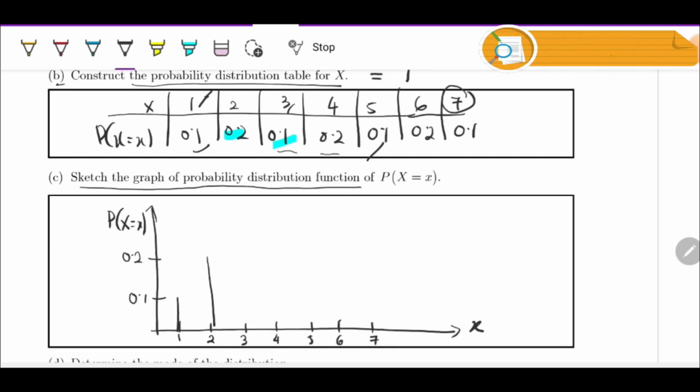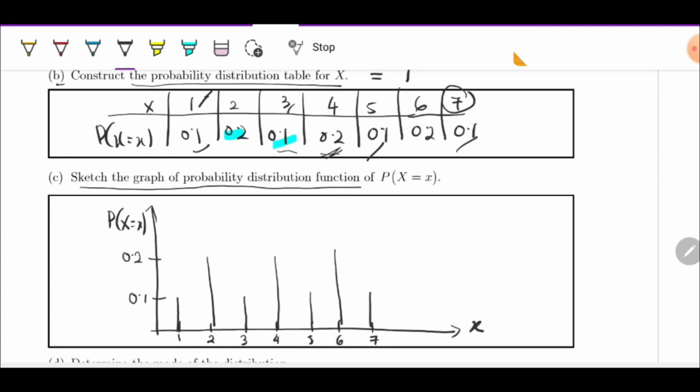When x equals to 3, the probability is 0.1. When x equals to 4, the probability is 0.2. When x equals to 5, the probability is 0.1. When x equals to 6, the probability is 0.2. And the last one is when x equals to 7, the probability is 0.1.